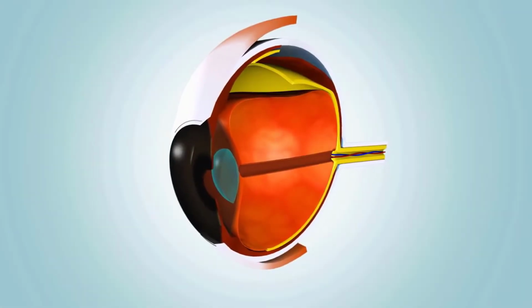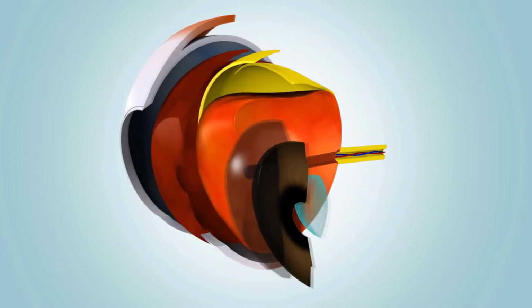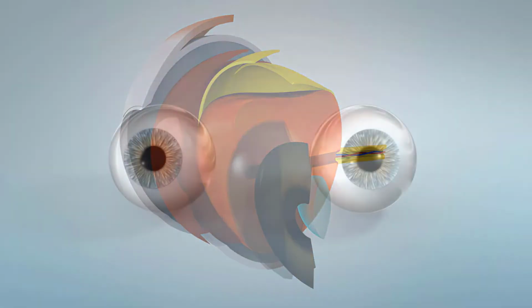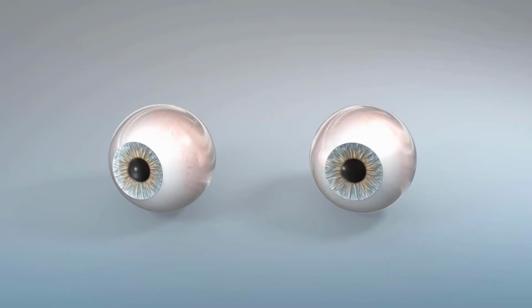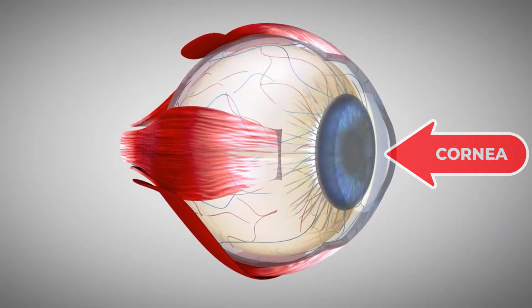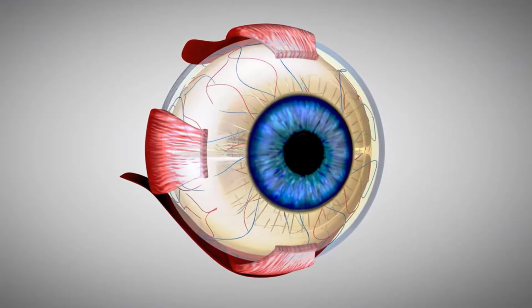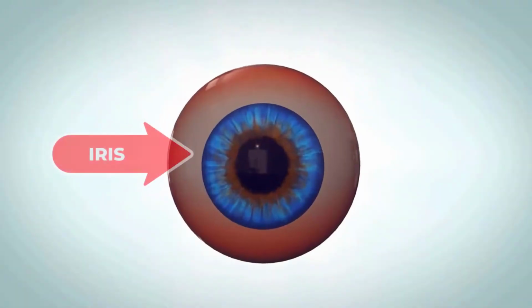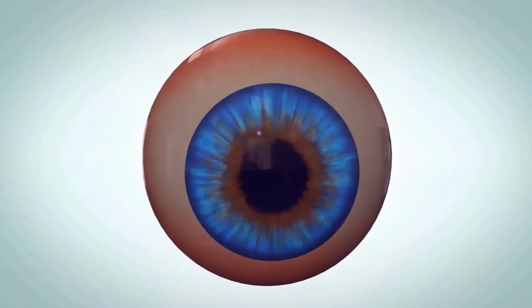The fibrous layer is the outermost layer of the eye. It consists of the sclera and the transparent cornea. The sclera is the white surface of the eye and covers most of the ocular surface. The cornea is the part of the fibrous layer that is transparent and is continuous with the sclera. The iris is seen through the transparent surface of the cornea.